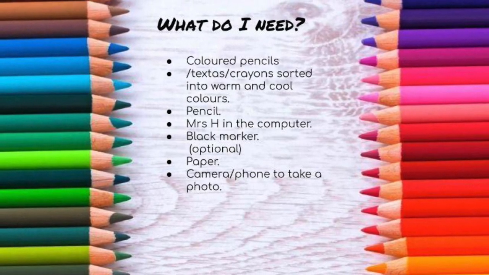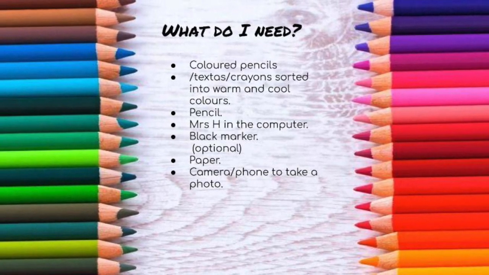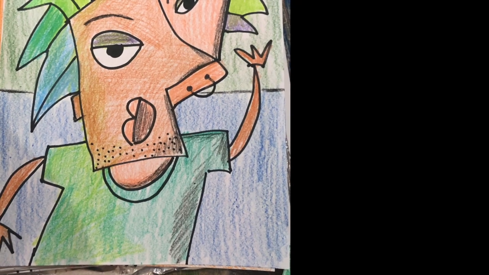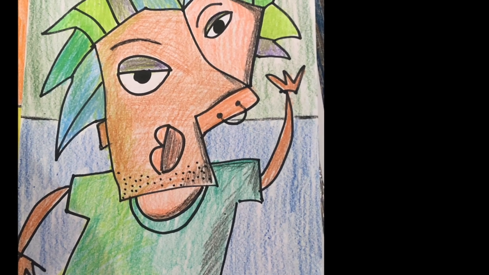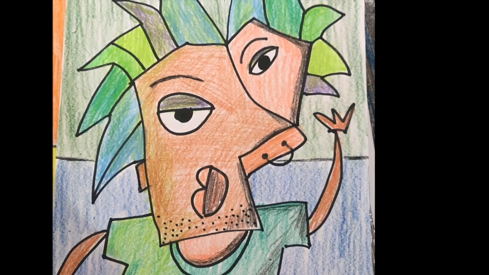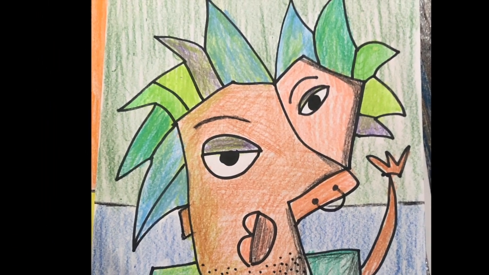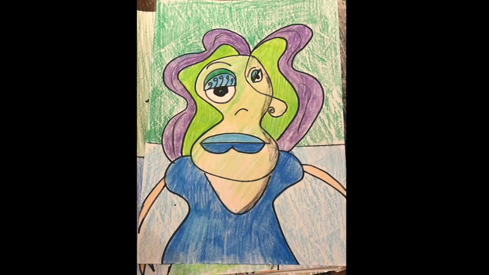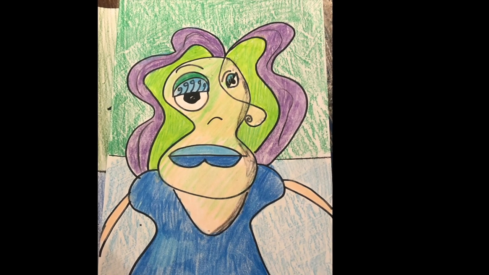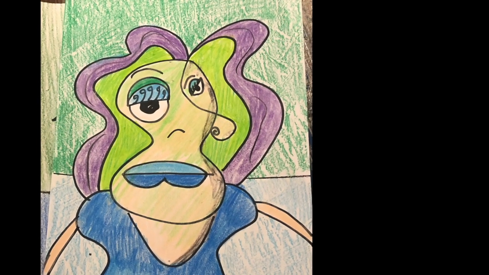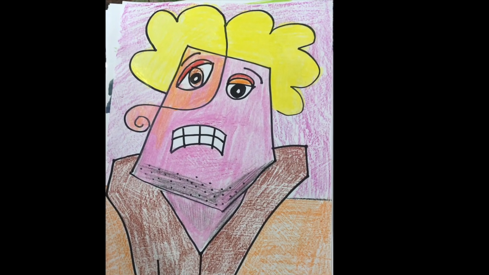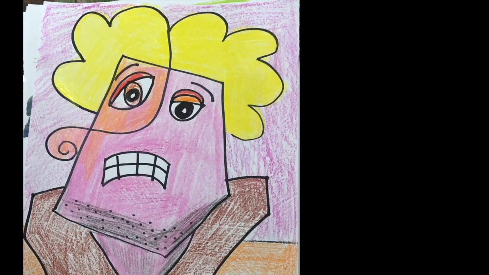Today you'll need pencils and textures and crayons all sorted into warm and cool colours. Just use what you've got, or ask your brother or sister if you can borrow something. So I've done mine in crayon. I've done a cool coloured guy. I've done a cool, serious woman with an upside down mouth. I've done a warm coloured guy. He looks a bit stressed out.